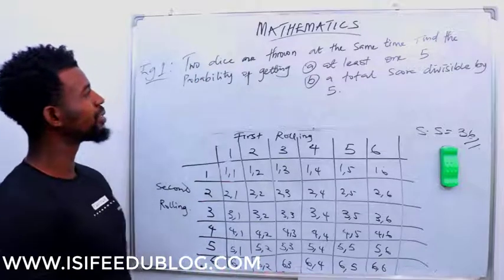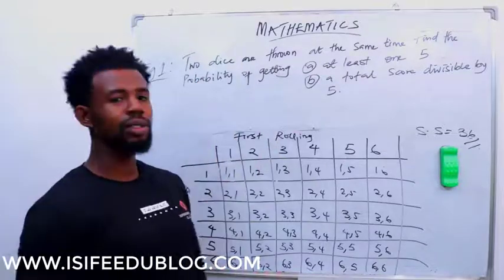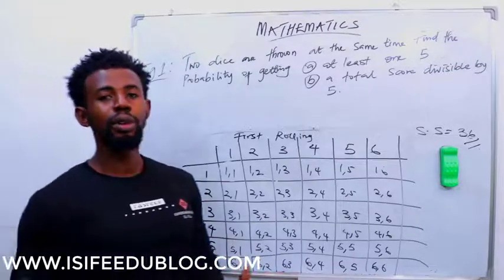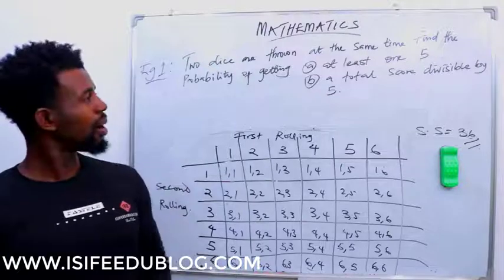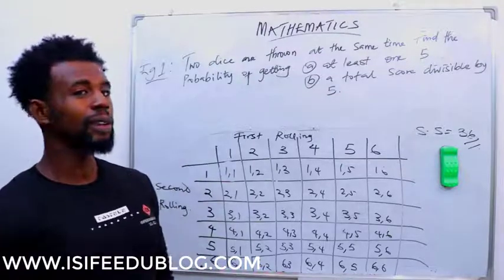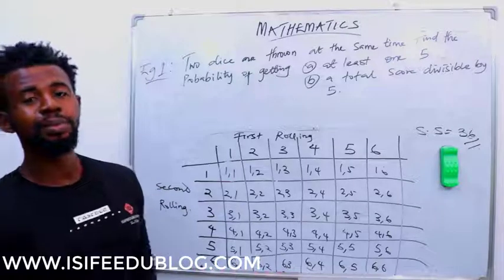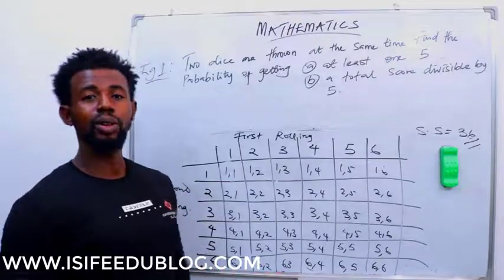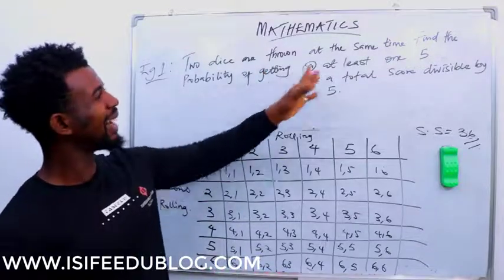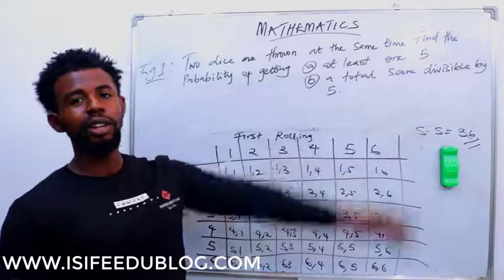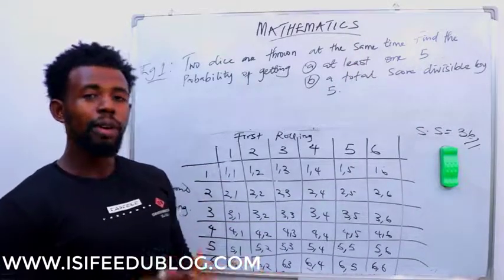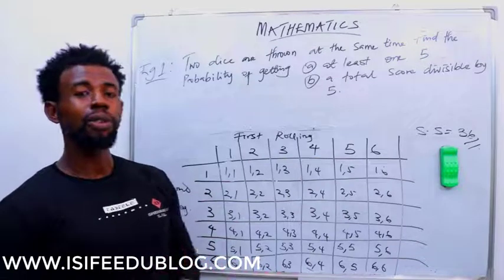Find the probability of getting A, at least one 5, B, a total score divisible by 5. Now I want us to first of all try to always understand our question. Remember, whenever a dice is involved, what you can get is always a face. So when they say find the probability of getting at least one 5, this simply means that you should find the probability of getting 5 as one of the faces.